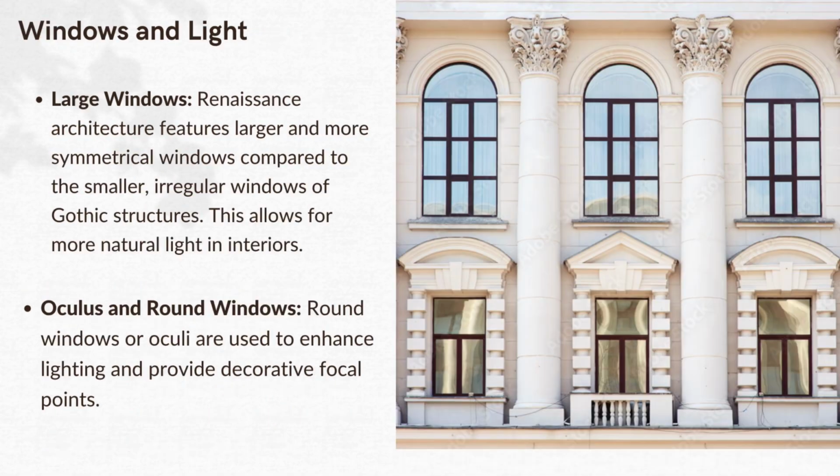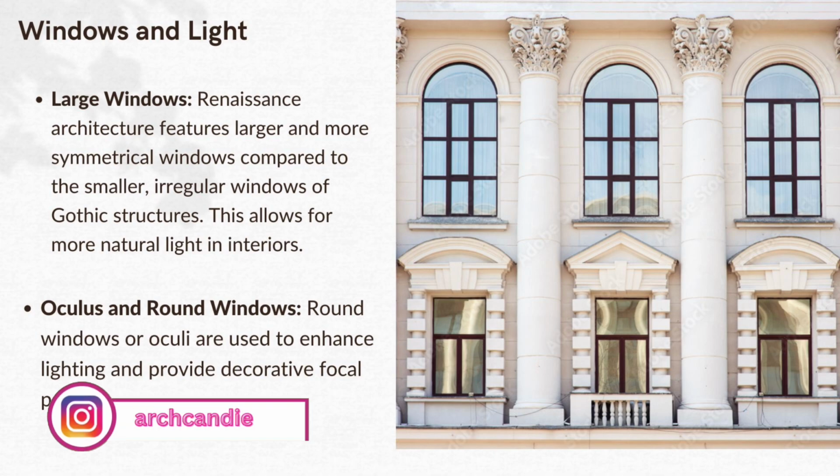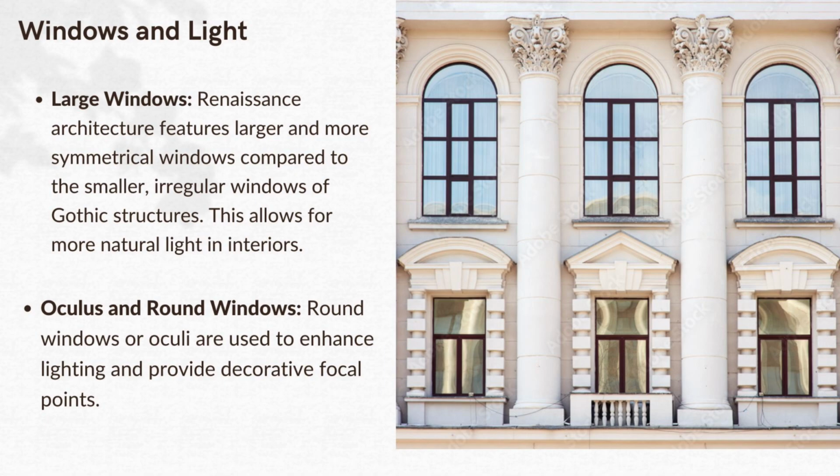The fifth one is the windows and lights. Large windows were one of the key features. Renaissance architecture features larger and more symmetrical windows compared to the smaller, irregular windows of Gothic structures. This allows for more natural light in interiors. Oculus and round windows were used to enhance lighting and provide decorative focal points.